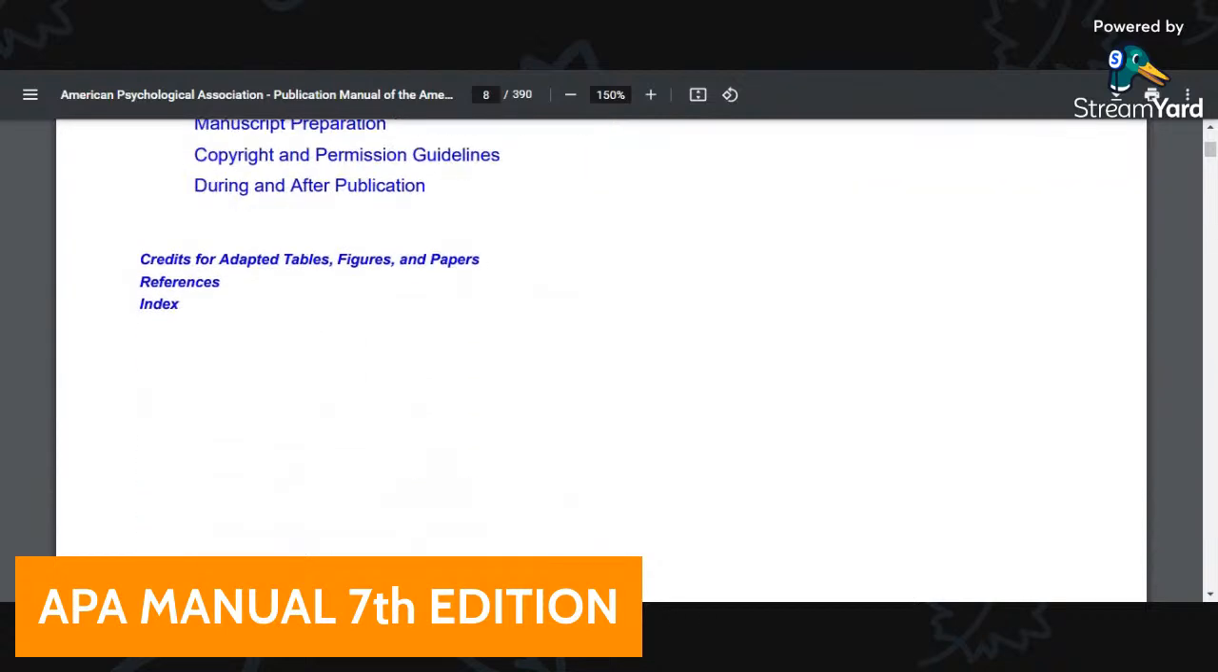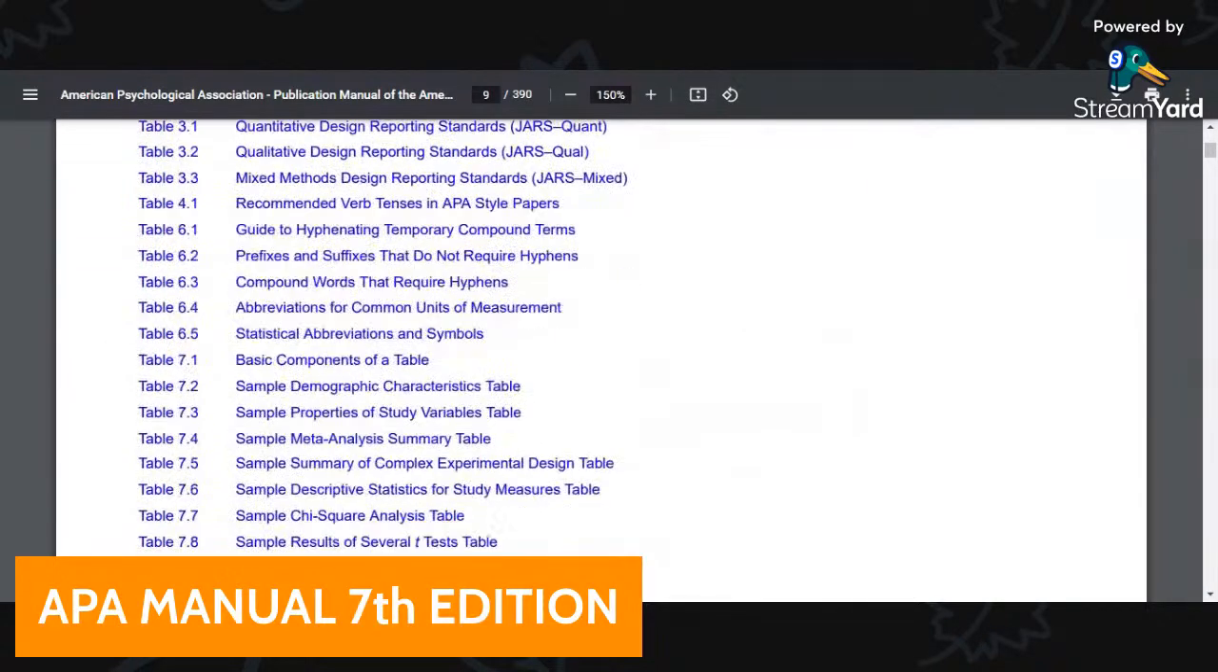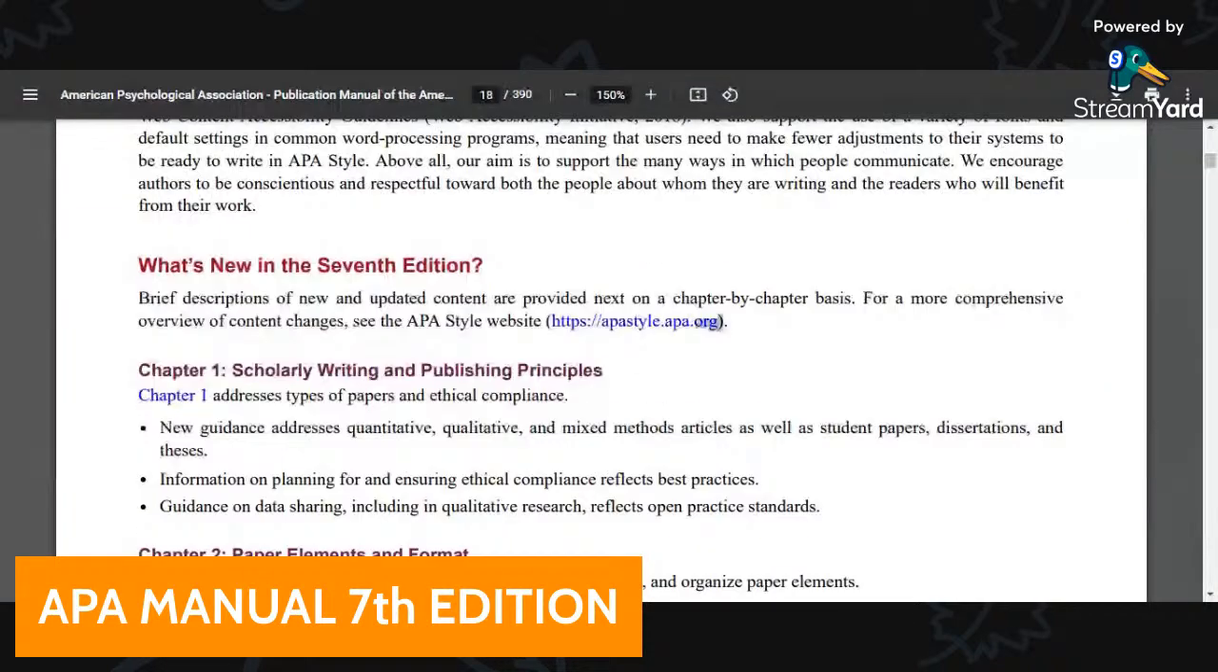So let us only discuss what is new in this seventh edition. Chapter 1, Scholarly Writing and Publishing Principles, addresses types of paper and ethical compliance, and new guidance addresses quantitative, qualitative, and mixed methods articles as well as student papers, dissertations, and theses. Information on planning and ensuring ethical compliance reflects best practices. Guidance on data sharing, including in qualitative research, reflects open practice standards.